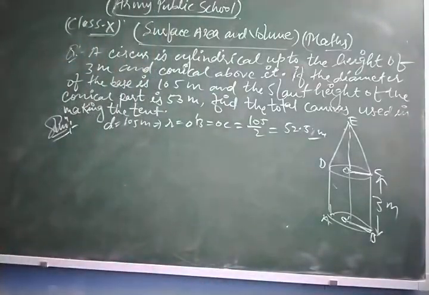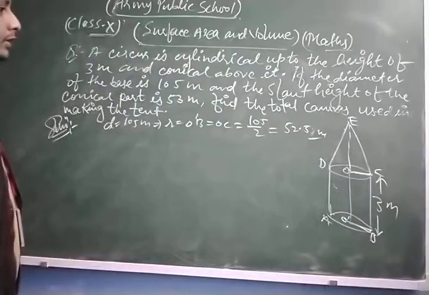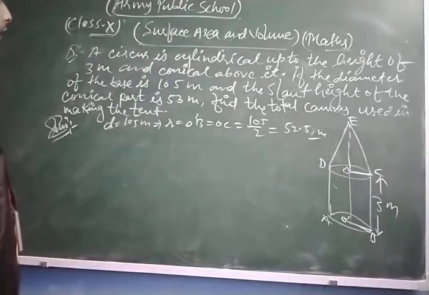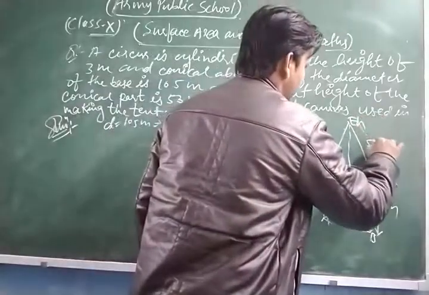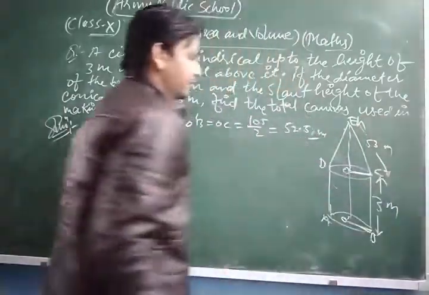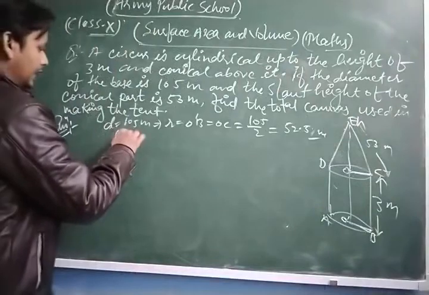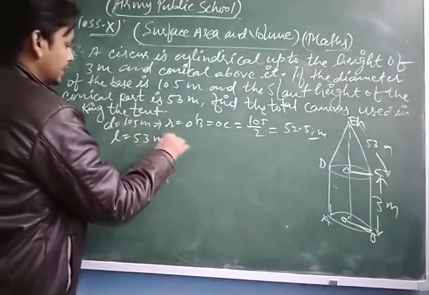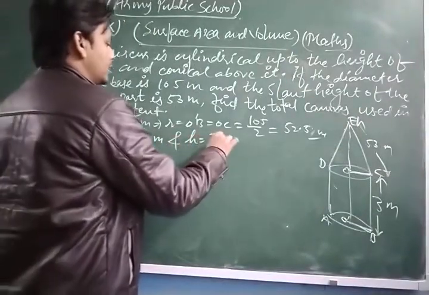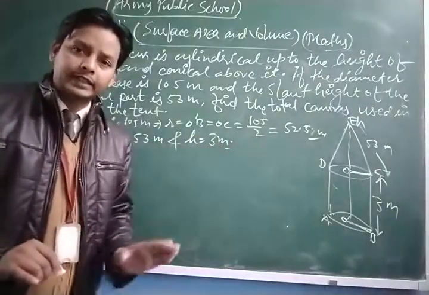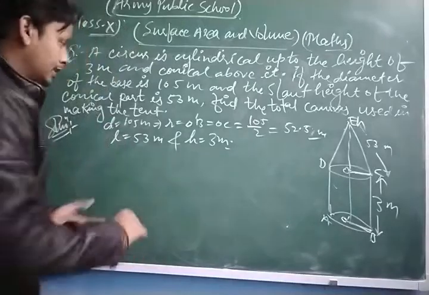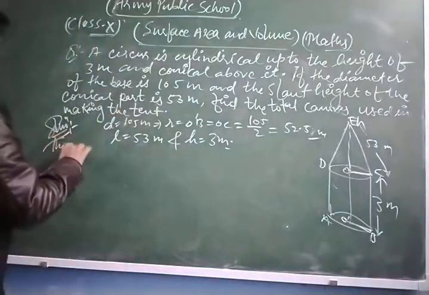This is given in our question. Now, the height of the cylindrical portion is 3 meter, and the slant height of the conical part is 53 meter. This is the slant height L. So L is equal to 53 meter. Now we find the total canvas used for making the tent, which means we find the total surface area.